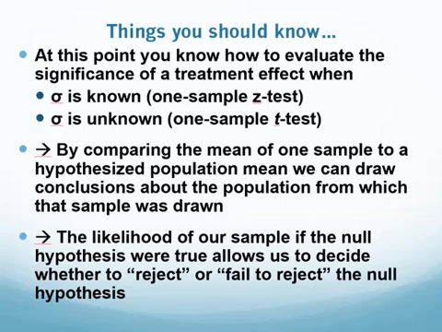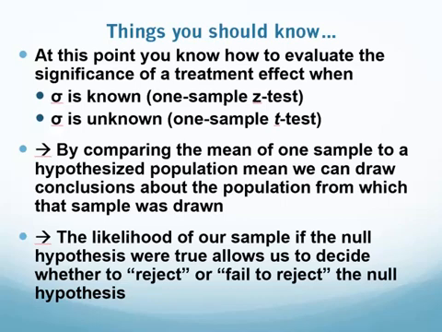So what should we know so far? Well, at this point, you should know how to evaluate the significance of a treatment effect when we know the population standard deviation. And if we know the population standard deviation, we would run a one-sample z-test to do a hypothesis test on that data. But you should also know what to do if we don't know the population standard deviation. And in that case, we would run a one-sample t-test. That's what we learned in chapter 9. So chapter 8 and really chapter 7 focused on a one-sample z-test, whereas chapter 9 focused on a one-sample t-test.